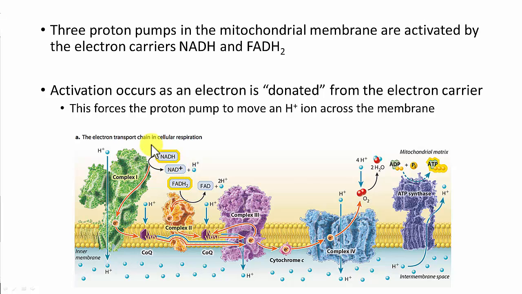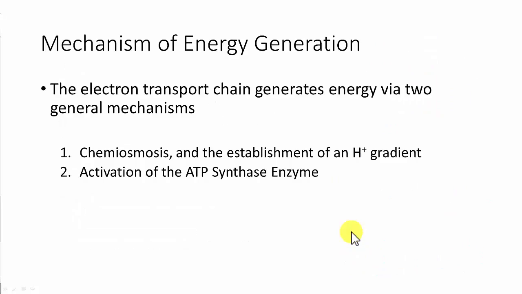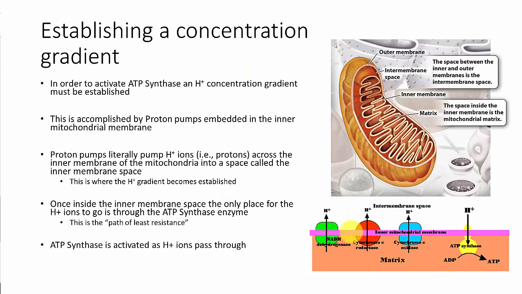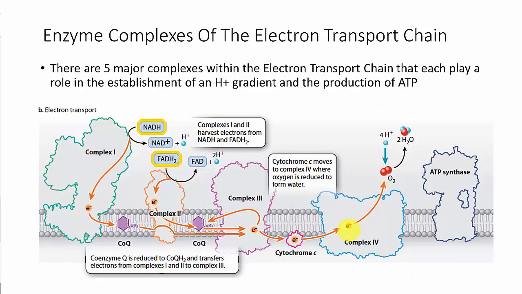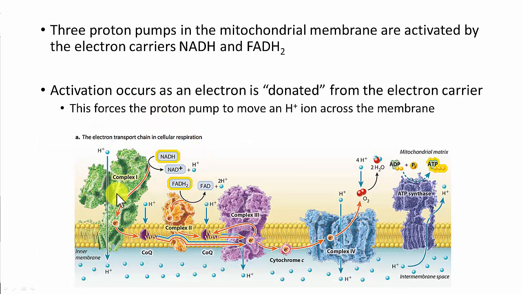So now, what we call these complexes here, there's actually 4 complexes, and then the 5th part of the chain is the ATP synthase. Sorry, I was getting ahead of myself. There are 5 components, I should say, within the chain: 4 complexes, and then the ATP synthase enzyme is number 5.